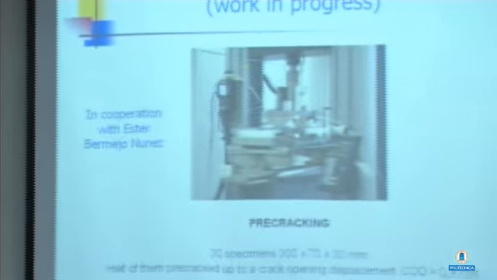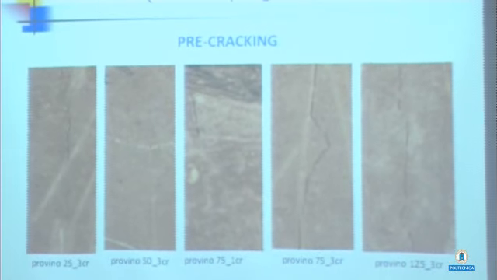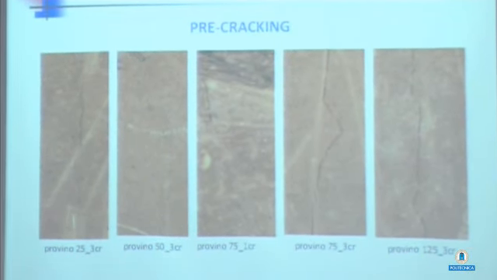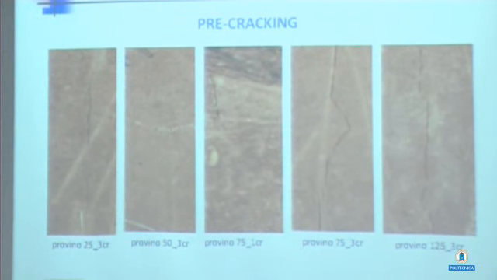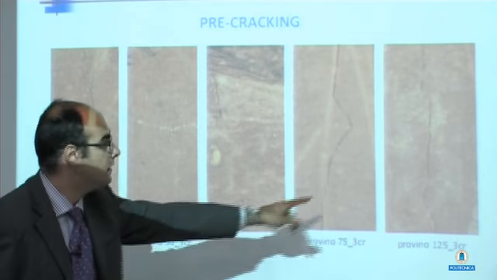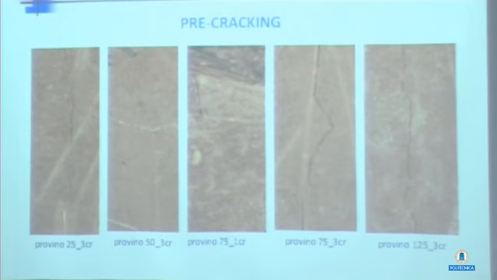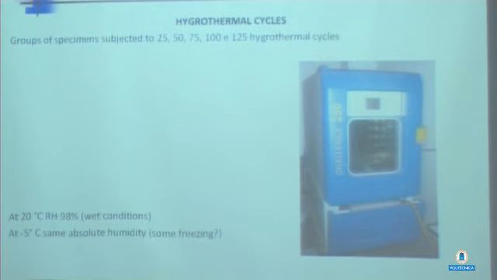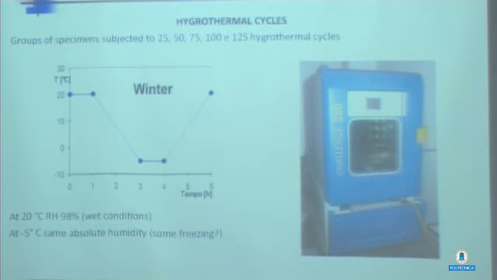So basically, we started with this kind of investigation. We picked some specimens and pre-cracked some of them, inducing a crack opening of 400 microns. You can see here the pictures at the microscope: the cracks were not visible to the naked eye, but with the microscope you can see them. We put them in a climate chamber and performed these cycles.